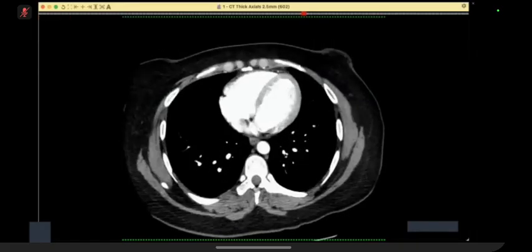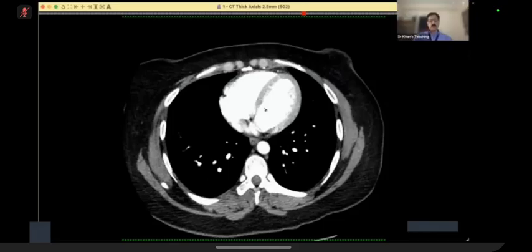Is there a lung window available, please? Keep looking at this window.